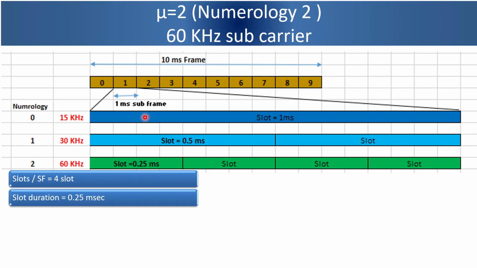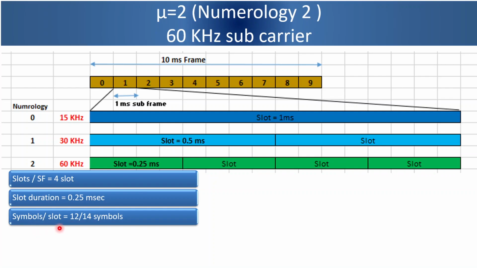Now what is the slot duration? You have to divide 1 millisecond by 4. There are 4 slots in one subframe, so slot duration becomes 1/4, that is 0.25 millisecond. Symbols per slot will be 14 or 12. So in 60 kilohertz, numerology 2, number of symbols per slot is either 14 or 12 depending upon whether we are using normal cyclic prefix or extended cyclic prefix. We will learn detail about it in another course.